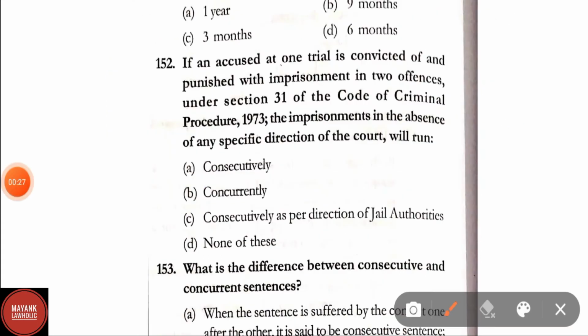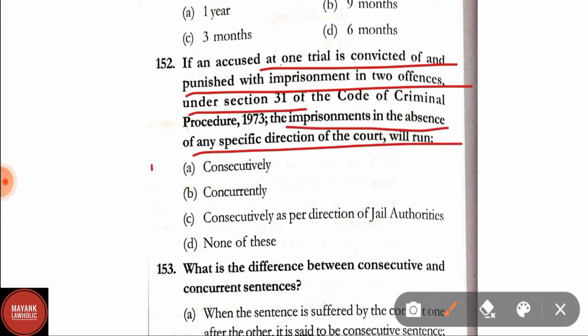Question number 152. If an accused at one trial is convicted of and punished with imprisonment in two offences under section 31 of CrPC, the imprisonment in the absence of any specific direction of the court will run: option A consecutively, option B concurrently, option C consecutively as per direction of jail authorities, and option D none of these. Here correct answer is option A, that is consecutively.